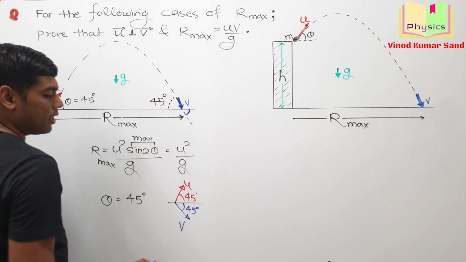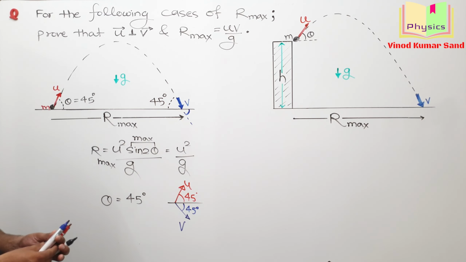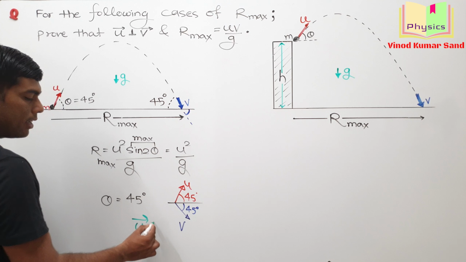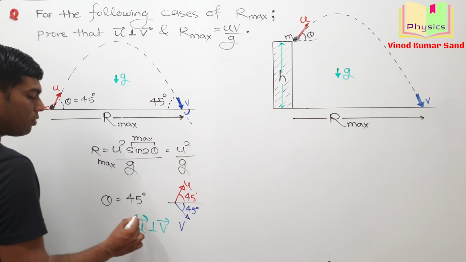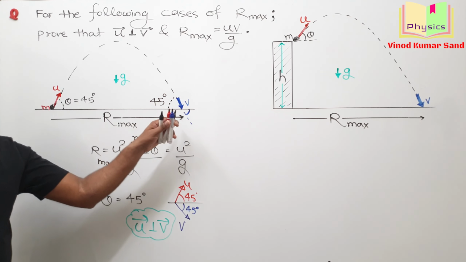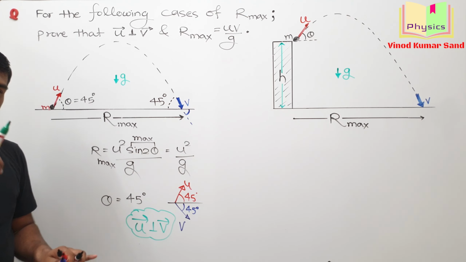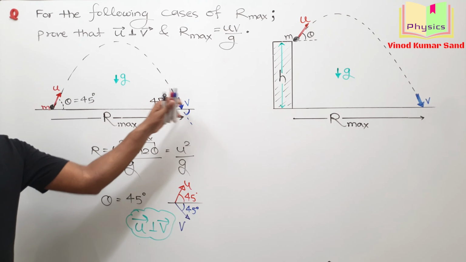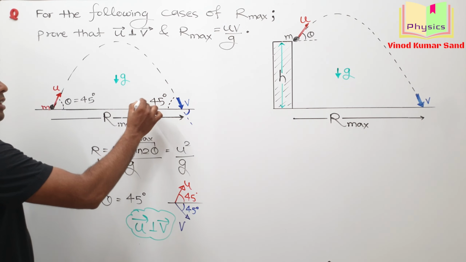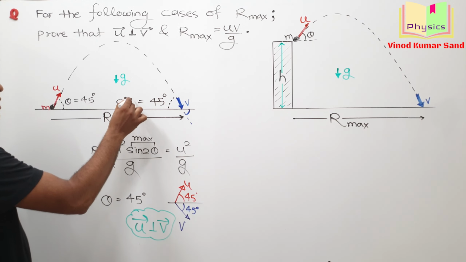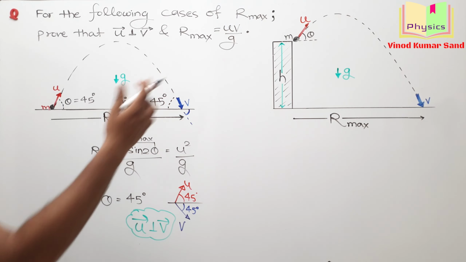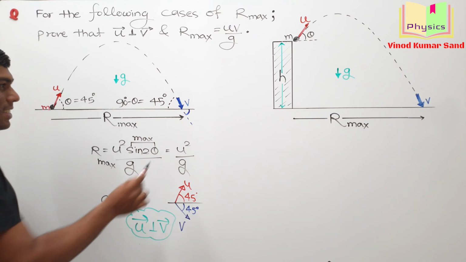angle is 45 degree. It gives you the idea, if you wish to write the things in the vector form, that u vector is perpendicular to v vector. Whenever the particle attains the maximum horizontal range, in this case, the u vector and v vector will be perpendicular. If this angle is theta, then this angle will be 90 degree minus theta. Okay. Same thing we have to do for the second case.